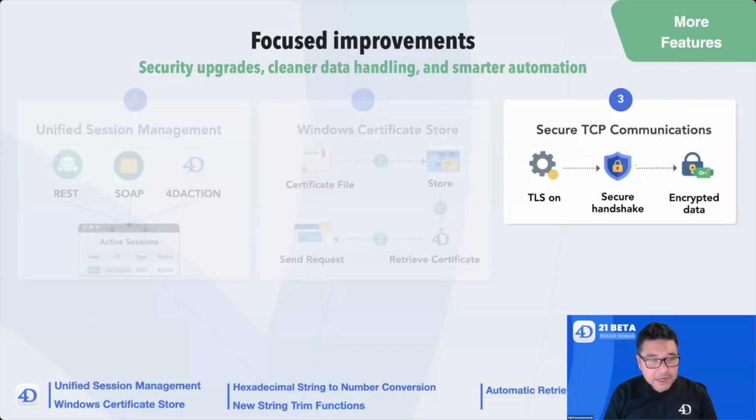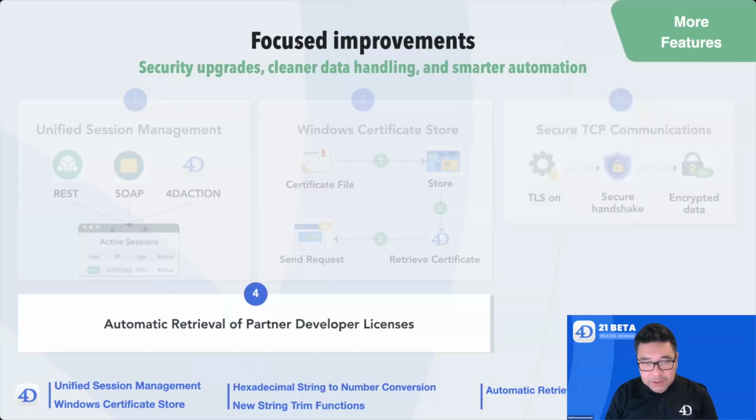It's secure by design. Enable TLS, complete the handshake, and your data is transmitted in encrypted form. Fourth, partner developer licenses are now handled automatically. Sign in once, and 4D retrieves and applies the correct license to your machine.